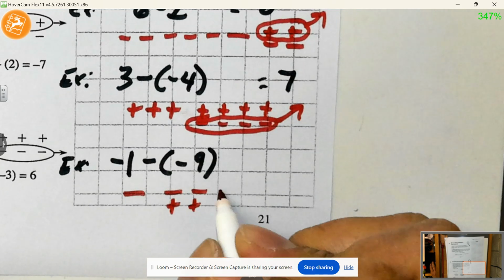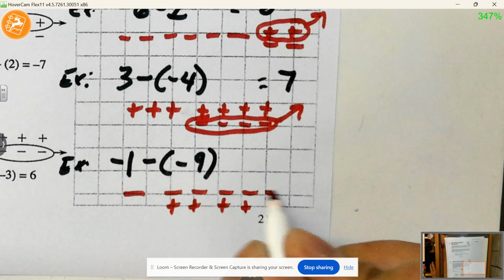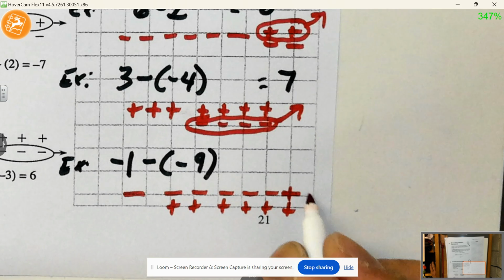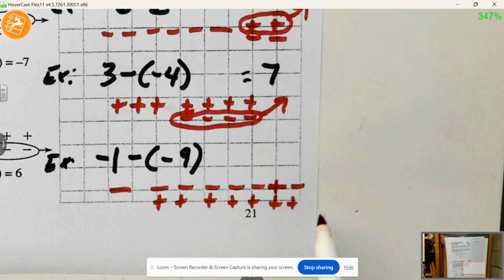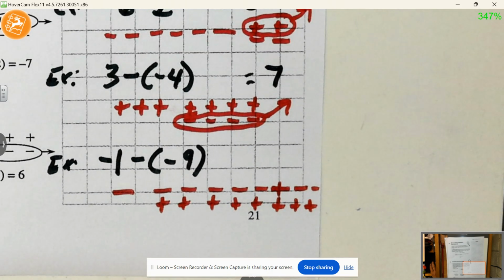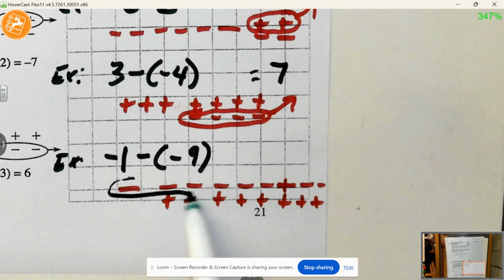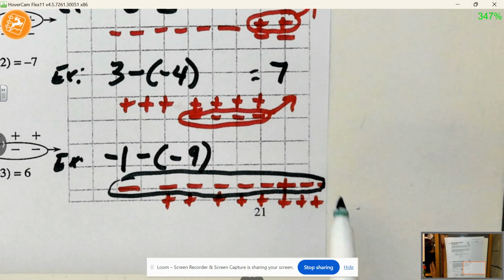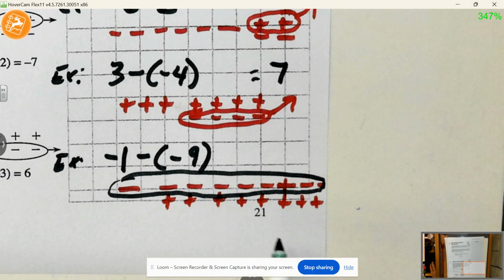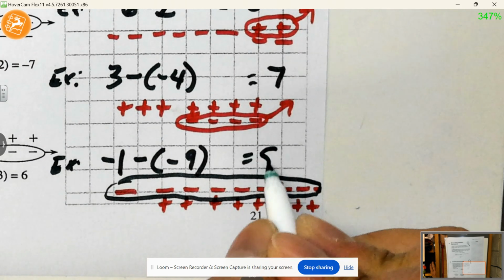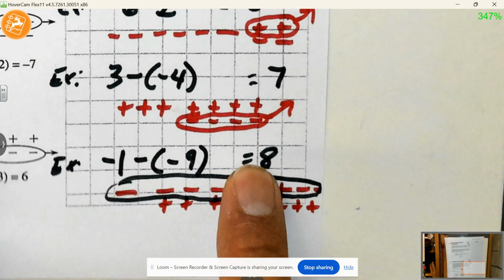1, 2, 3, 4, 5, 6, 7, 8. Okay, so now that we have 8 zero pairs, we are taking away 9 negatives. That's 9 negatives. 1, 2, 3, 4, 5, 6, 7, 8, 9. And we have an answer of 8. So negative 1 minus negative 9 is 8.